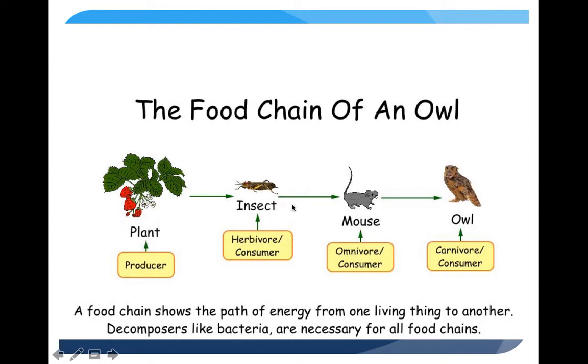And then as we move through, and the arrows show the direction the energy is moving, that consumer will again be eaten by another consumer, which will then be eaten by another consumer. But it shows a linear pathway of our energy going from producer to consumer to consumer to consumer.